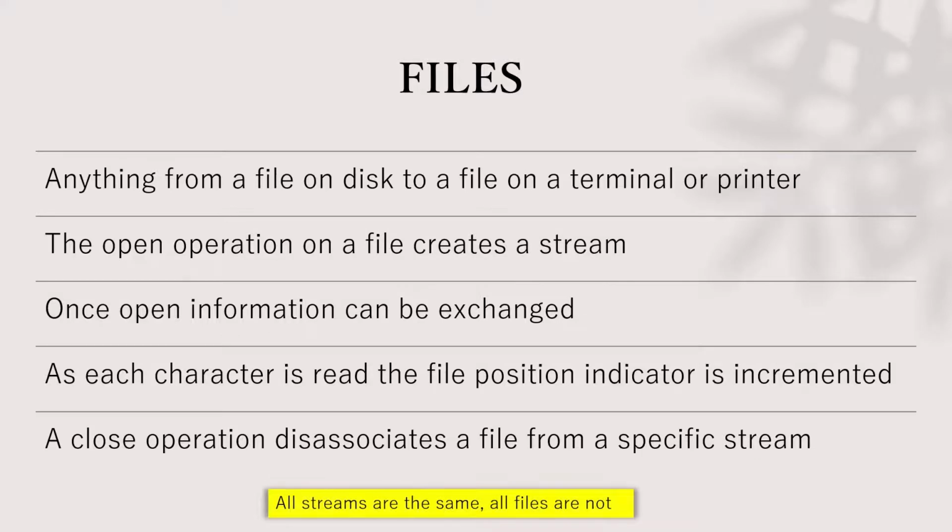A close operation disassociates a file from a specific stream. Important to note that all streams are the same, all files are not. Why are all files not the same? Well, because files are associated with their devices, right? We'll have a file on disk, which is different from a file on a terminal, which is different from a file associated with the keyboard, right? So the capabilities of these files therefore will be different, because a printer, remember, has different capabilities than a disk has, for example, or a terminal has different capabilities than a disk has.